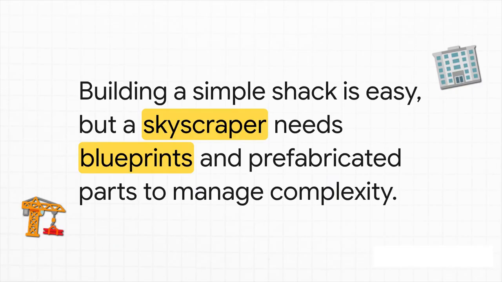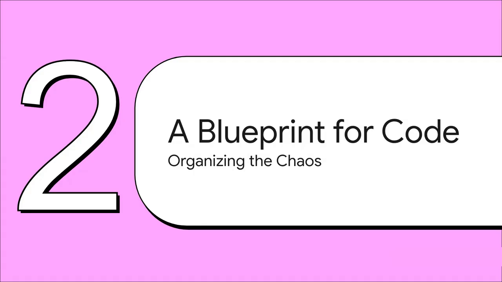Here's a good way to think about it. Pretty much anyone can hammer together a simple shack, right? But you can't build a skyscraper that way. No way. You need blueprints, you need specialized teams, prefabricated parts. For the web, front-end frameworks became those essential blueprints. So, the first real breakthrough in taming all this chaos was to create a structured blueprint for the code itself, a way to give every single part of the application its own distinct job.